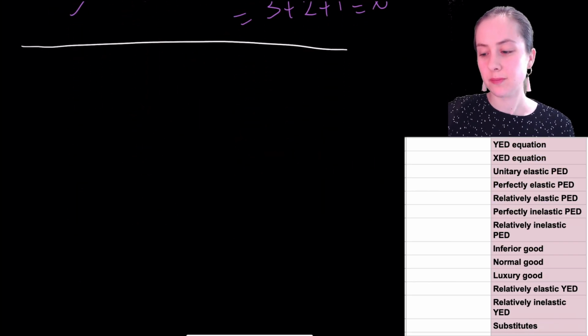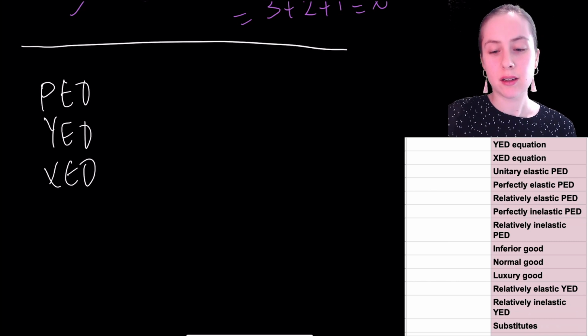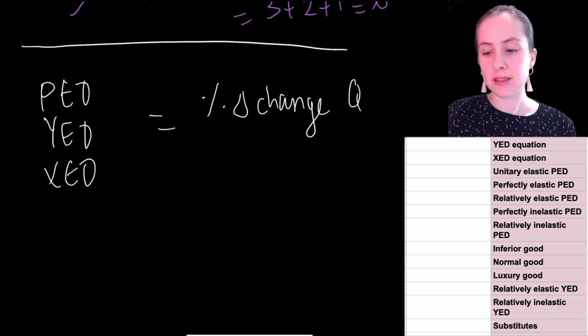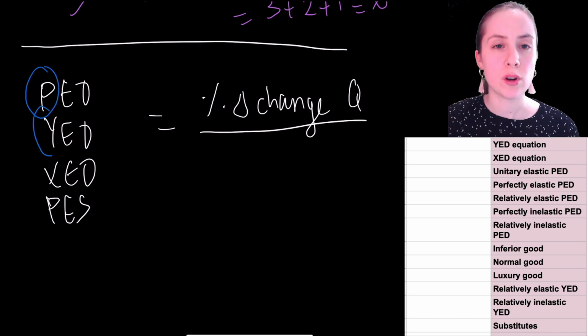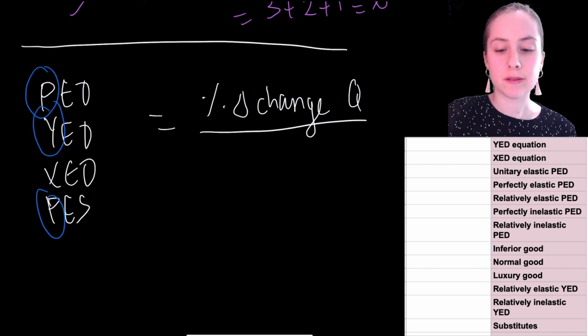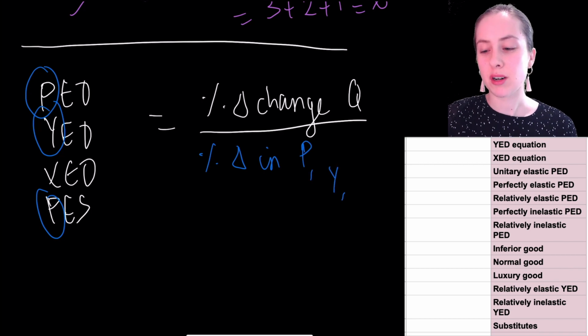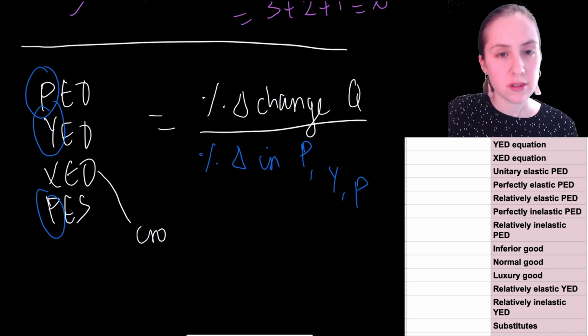Elasticities. PED, YED, and XED, all of these have in common that you do the percentage change in quantity at the top. Actually, even PES, the same, quantity at the top. What you divide by is the thing that it says first. Percentage change in price, or income, or price, or PES. XED is harder to see, but you'll find the same rules apply.